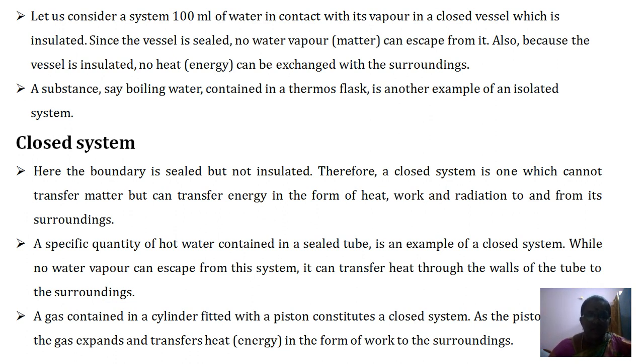Closed system: here the boundary is sealed but not insulated. Therefore, a closed system is one which cannot transfer matter but can transfer energy in the form of heat, work and radiation to and from its surroundings. A specific quantity of hot water contained in a sealed tube is an example of a closed system.